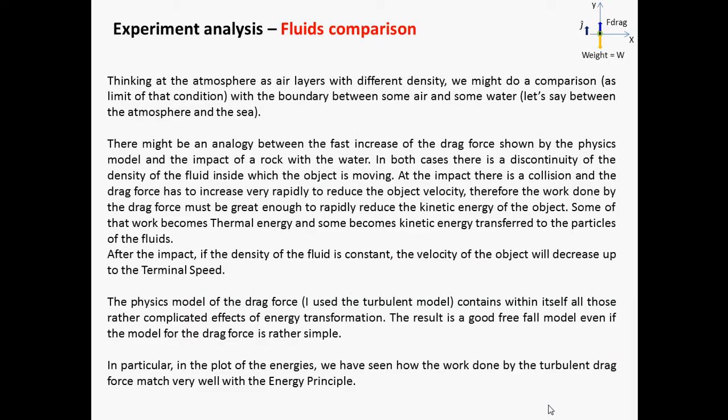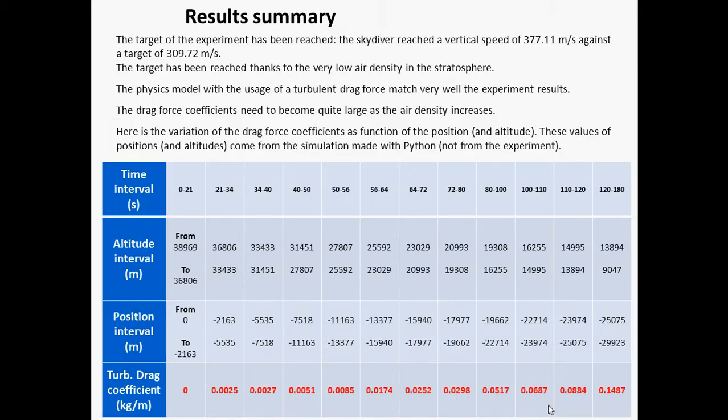This is a physics comparison between an object falling through the air with layers of different densities and a rock that falls through the air and impacts the water, that is a substance with a much greater density. This is the results summary plus a table that shows the 12 time subintervals with the turbulent drag force coefficients.